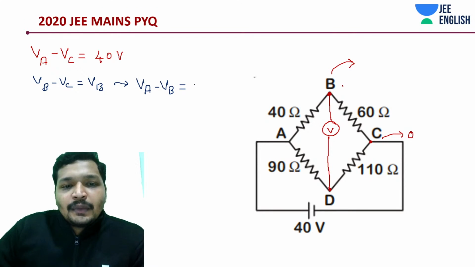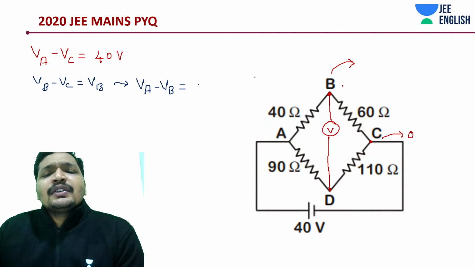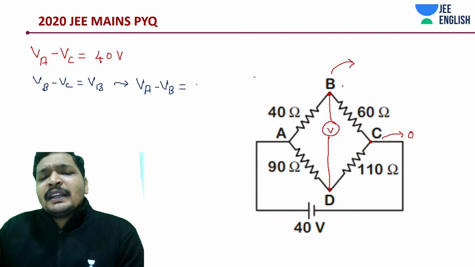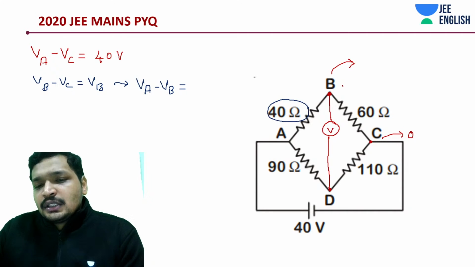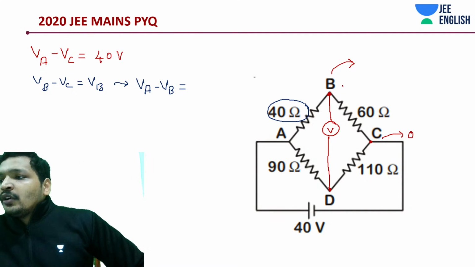It's easy. And VA minus VB is how much? Potential dropped on this 40 ohms. That's it, potential dropped on this 40 ohms.